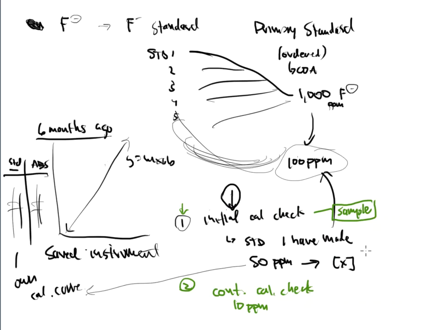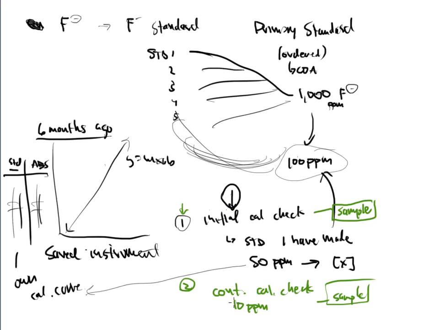After 10 samples, real ones, I'm then going to turn around and do a continuing calibration check. So this is another sample or standard that I have made, but I'm going to run it as a sample. I don't want the instrument to think that this needs to go into the calibration curve, because it does not. I don't want to tamper with the cal curve once it's made.